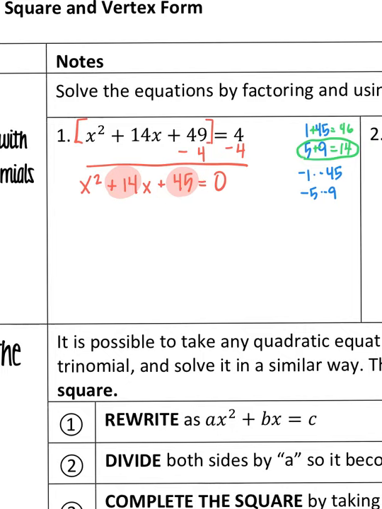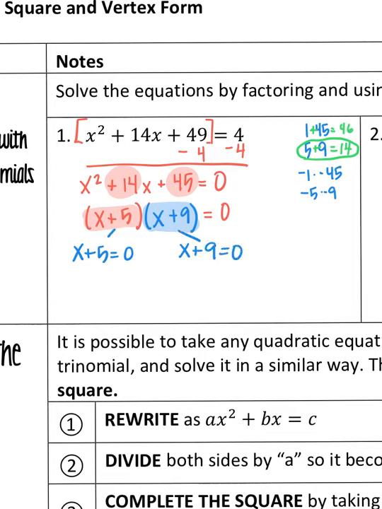So I'm going to factor, and I'm going to get x plus 5, x plus 9, I just factored it, equals 0. Now, when we have it equal to 0, we're going to break it down into two different equations, just like we did on the quiz. So we're going to set this one here and this one here, we're going to set them both equal to 0. So we have x plus 5 equals 0 and x plus 9 equals 0.